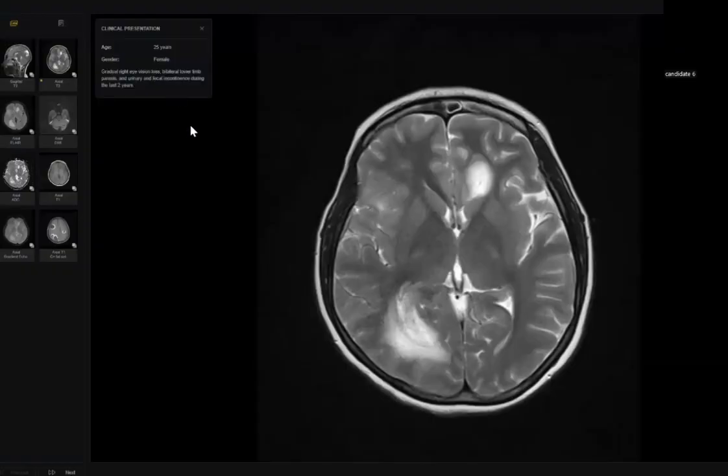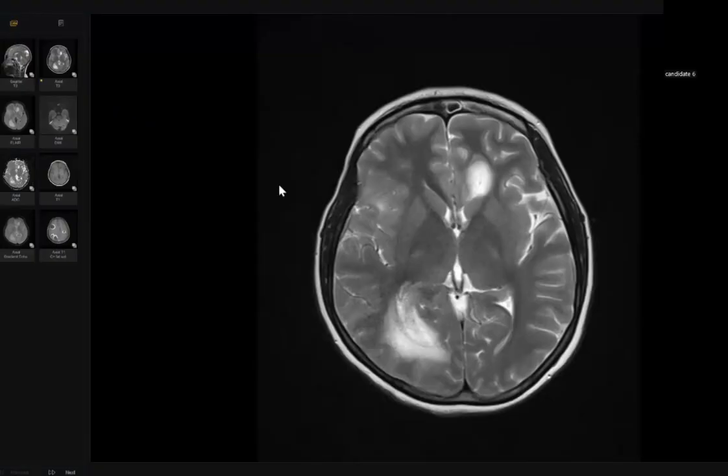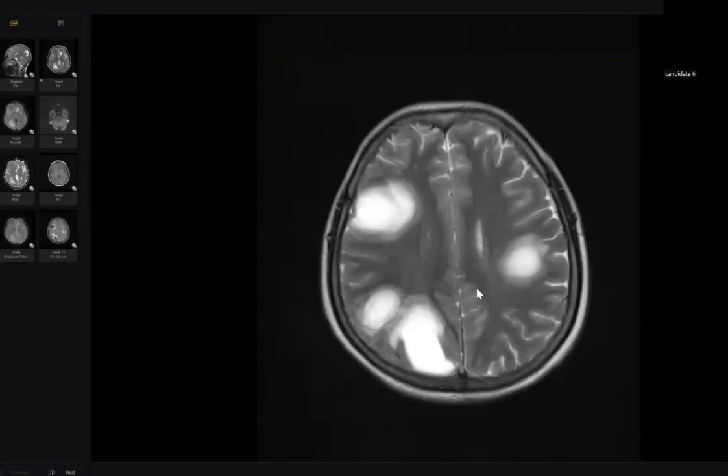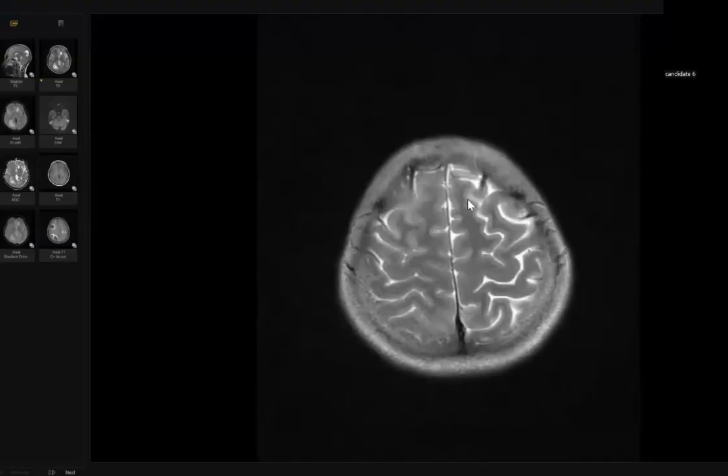Doctor, this is a 25-year-old female patient complaining of gradual right eye vision loss and bilateral lower limb paresthesia. Can you request control? Yes, I requested. Okay, go on. I'm provided with these T2 axial slices of a 25-year-old female patient. I'm unable to scroll. I will scroll for you. Leave the mouse.